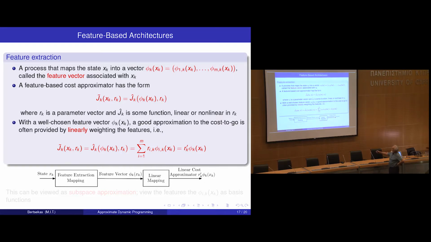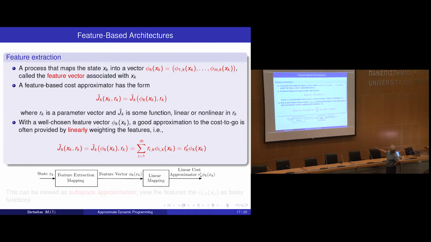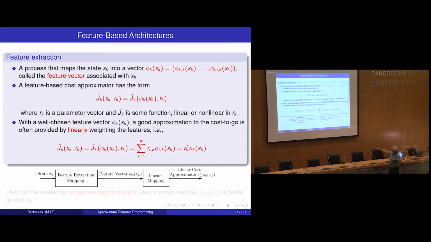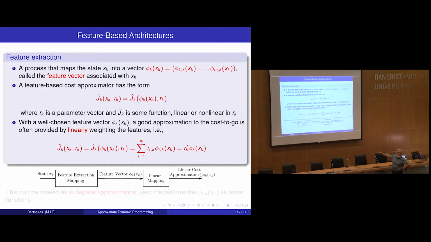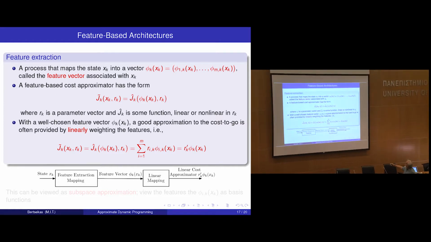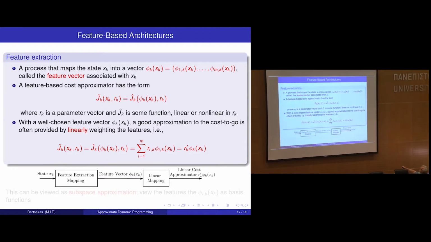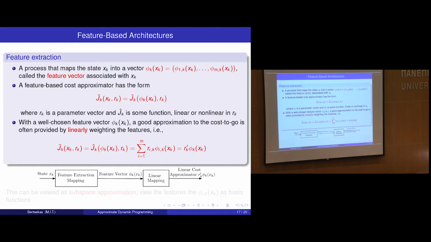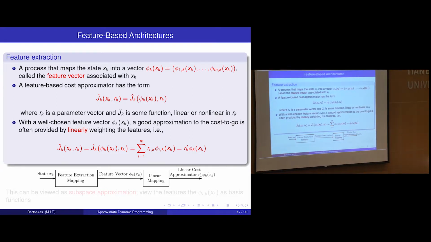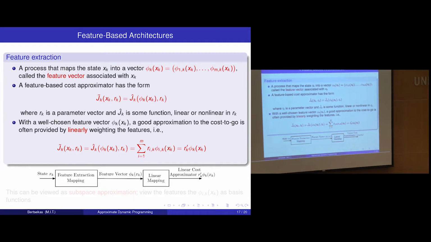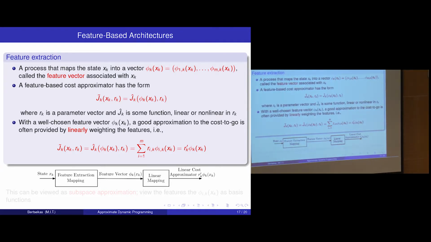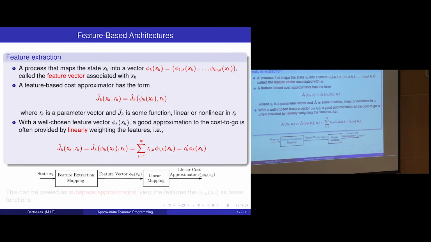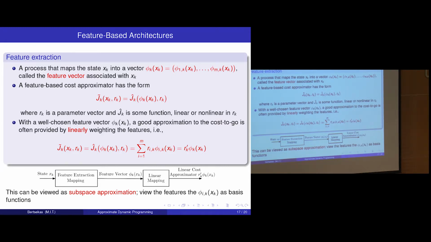Okay? So we have these m features associated with the state xk, and we weigh them with scalar weights. Okay, it's the linear combination of the features, and that's the approximation. And I'm showing here also an inner product. And notice that, so here is the diagram for this architecture. The state is mapped into a feature vector. We extract these features, and then we weigh them linearly, and this linear combination of the features is the cost approximation at state xk.